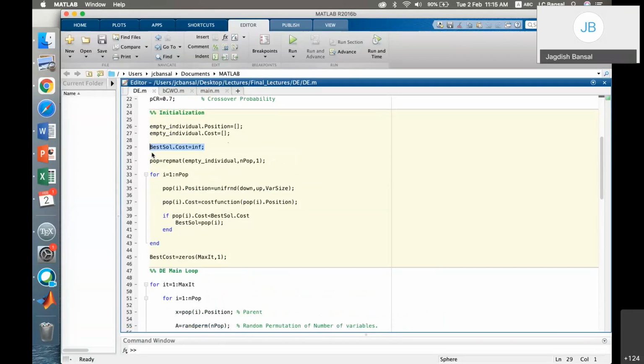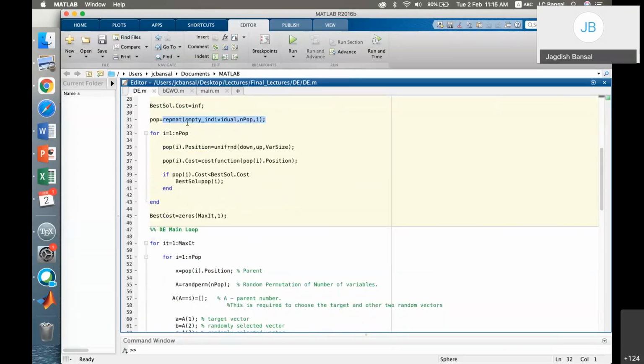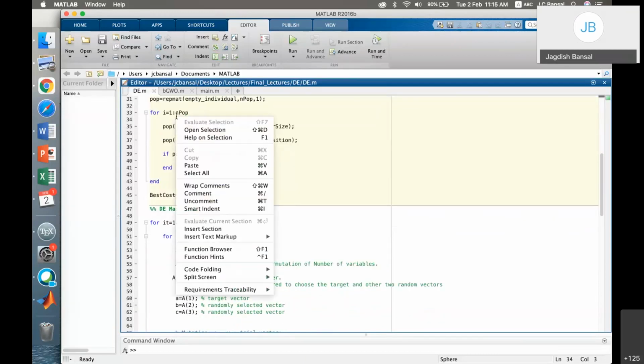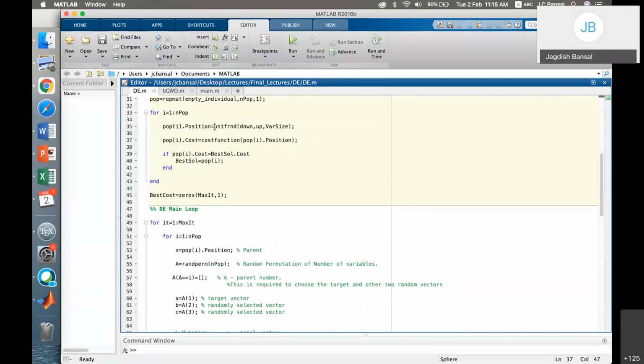Here is the population, the complete population. The repmat function we used for this, and to generate this population, you are using the unifrnd command in the range -5 to 5, and these are the number of variables, var size. So the population, and then its cost, meaning the function value, you are calculating, and finding the best solution, right?